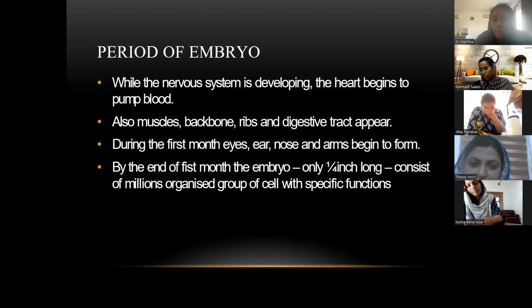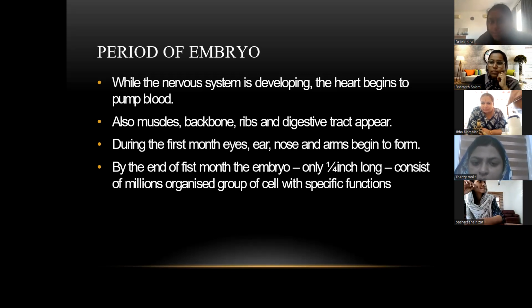And also along with that, muscles, backbone, ribs, and digestive tract all appear, as I've told earlier, as the 3 layers get developed. During the first month, eyes, ears, nose, and arms just begin to form. Other things get developed, and these just begin to form.